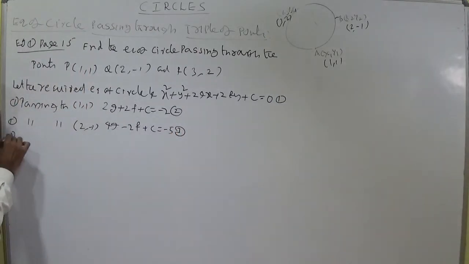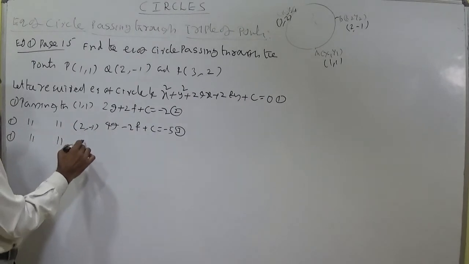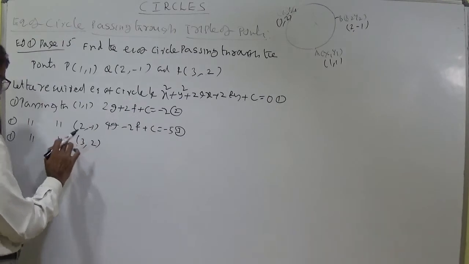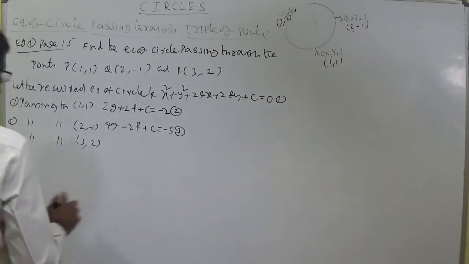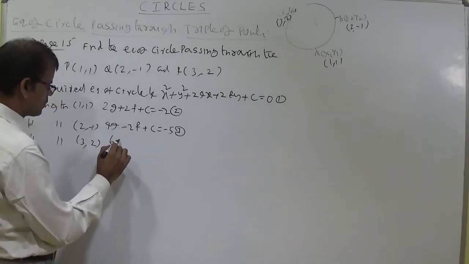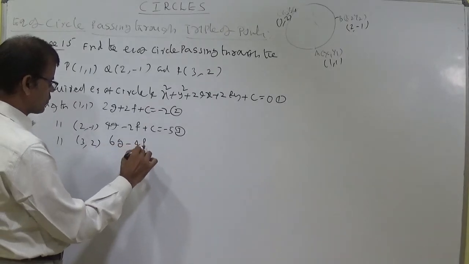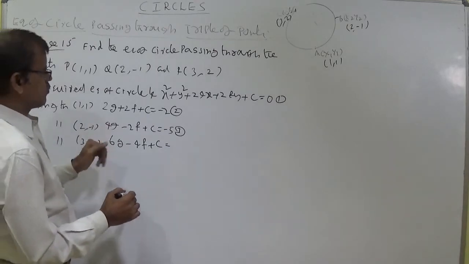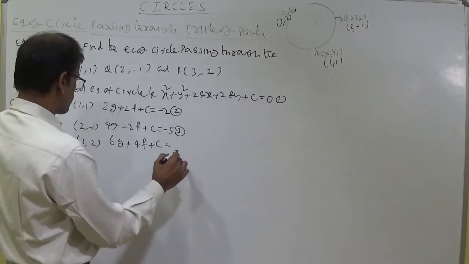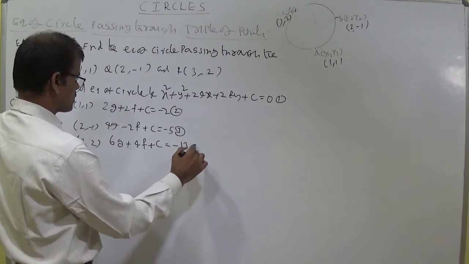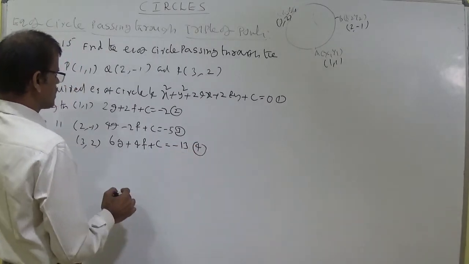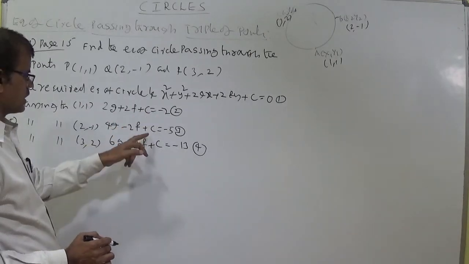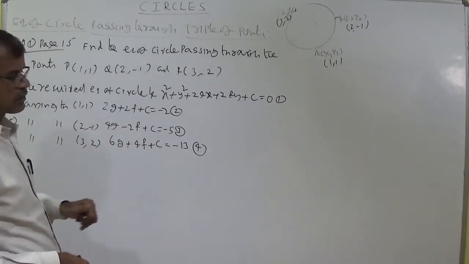Next, again you write passing through the point 3 comma 2. Then you can get the value here 6g plus 4f plus c is equal to minus 13. This is fourth equation. First eliminate c value using second and third equation. Later eliminate c value using third and fourth equation.